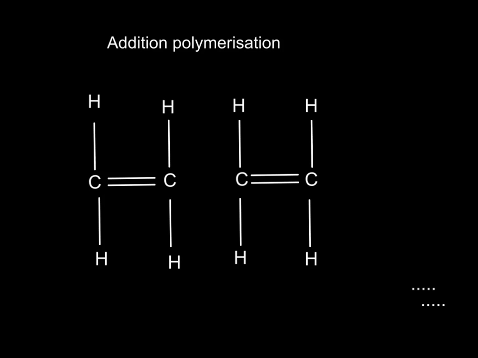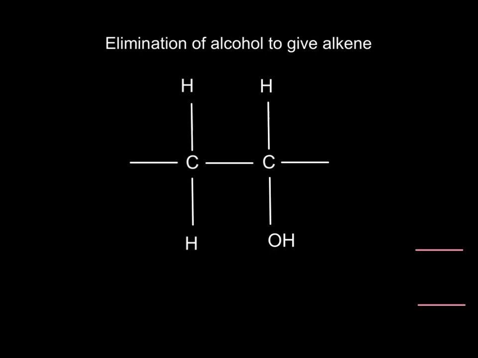Lastly, addition polymerization is a kind of addition reaction, but this time the monomer ethene undergoes addition to each other, with breaking of the C=C bond in an ethene molecule and forming a C-C bond with the neighboring ethene molecule, all the way in both directions, creating a polymer chain of polyethene.